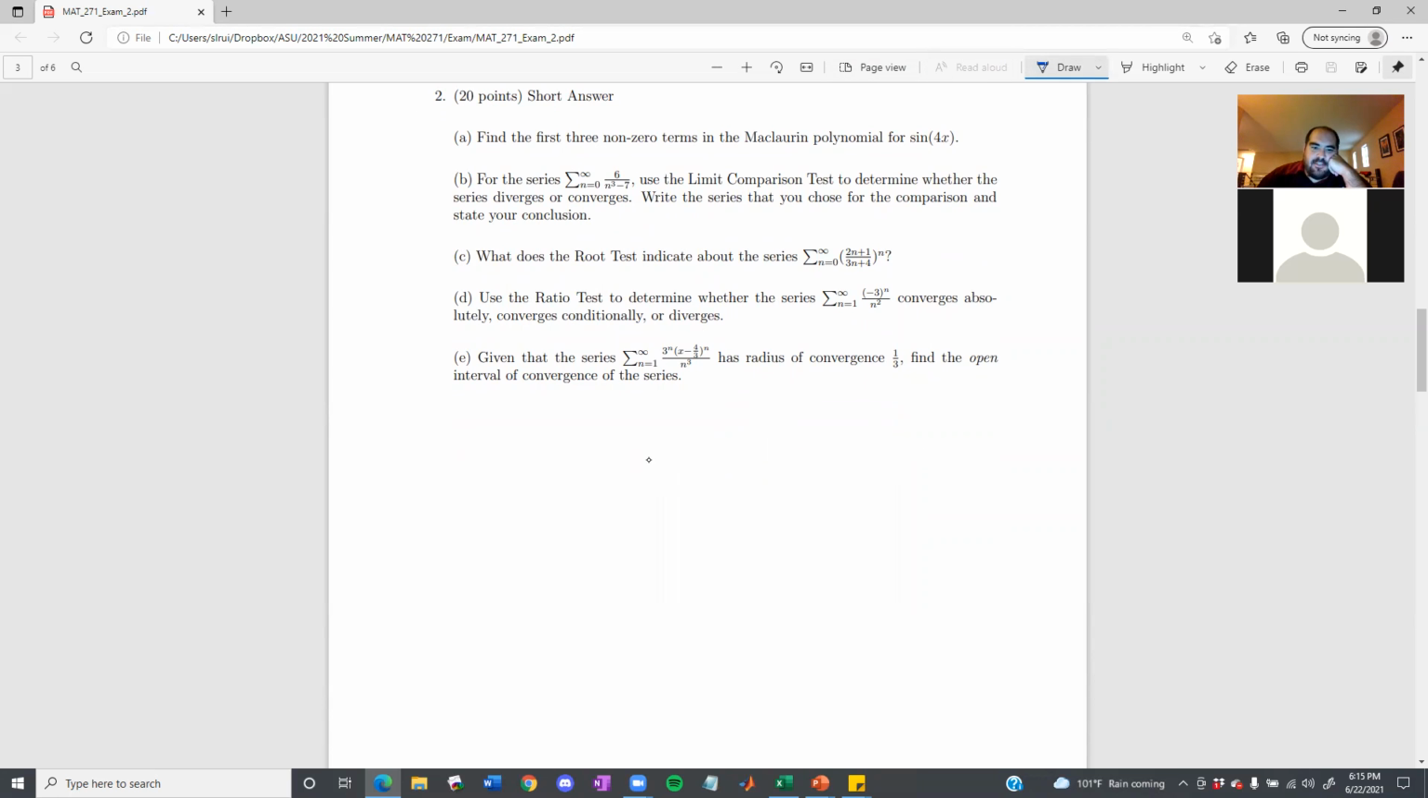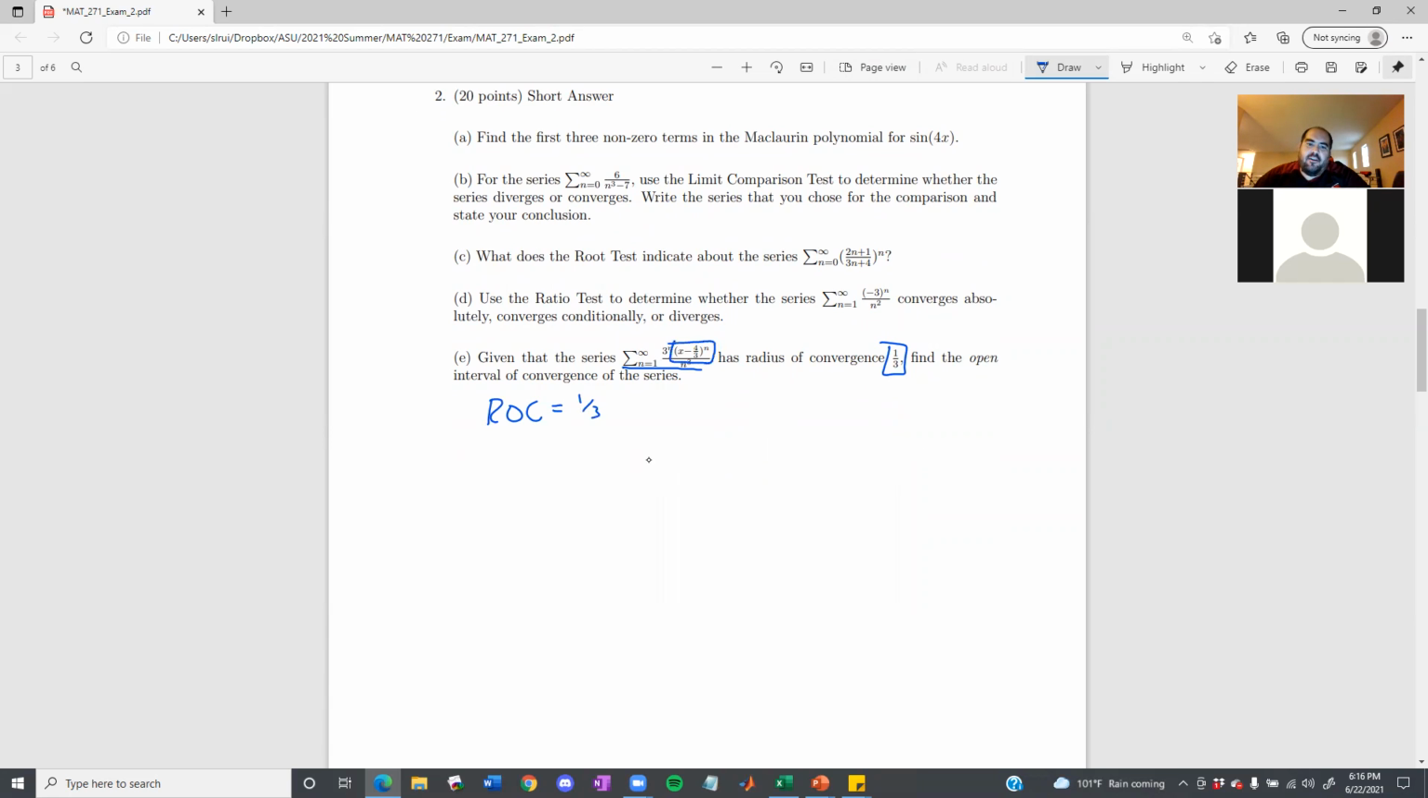One thing that you didn't need to do is, I saw more than one person apply the ratio test to this series to find the radius of convergence, which isn't necessary. I gave that to you for free. So your radius of convergence is 1/3.